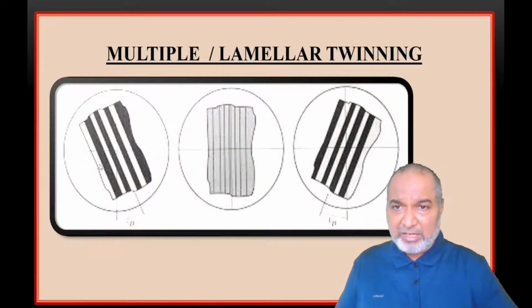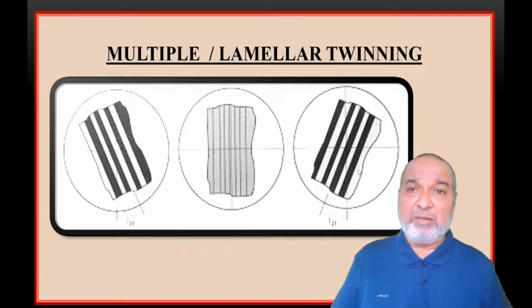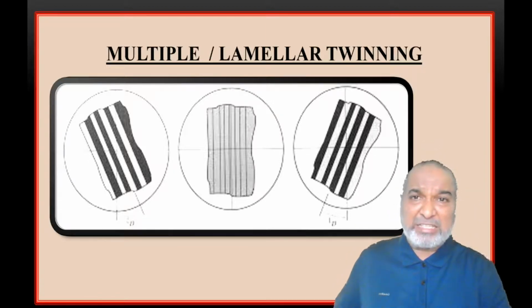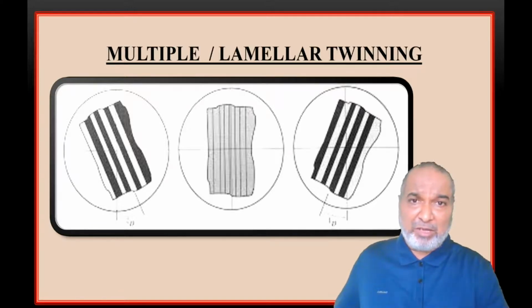Now in this stage, the first one is a light color, but as you rotate, we find it has become dark. And here you can see the last one is dark, and in the last here it is white. So alternately they become dark and white when you rotate the stage through 360 degrees. So simple twinning, multiple twinning, or lamellar twinning.